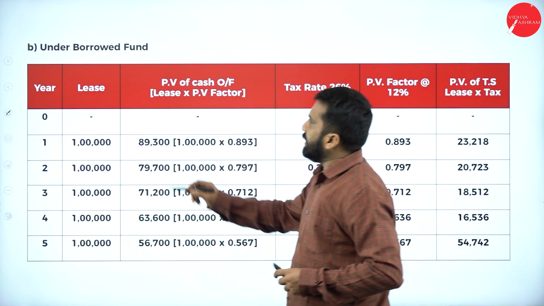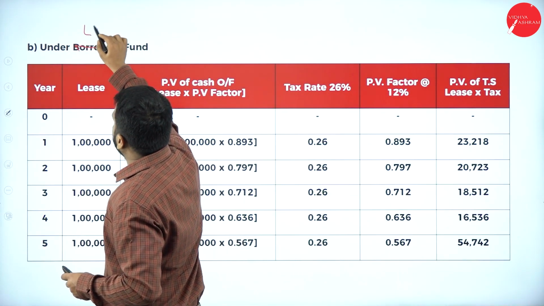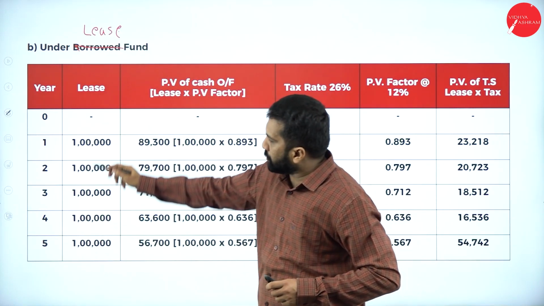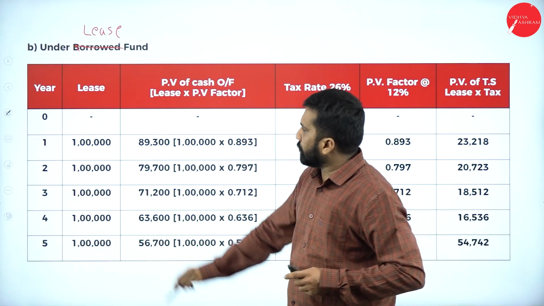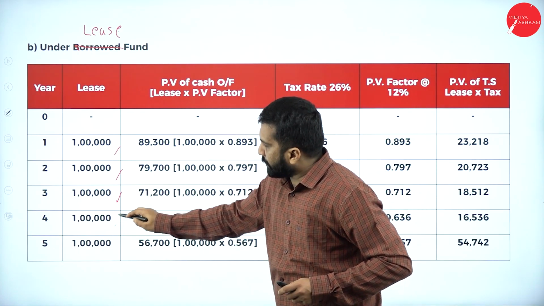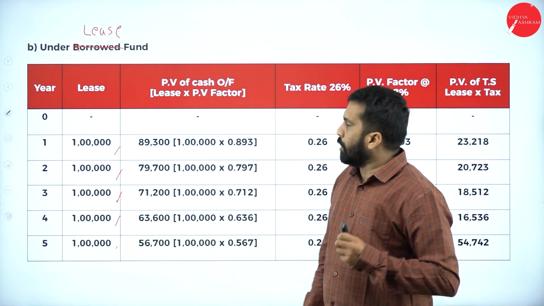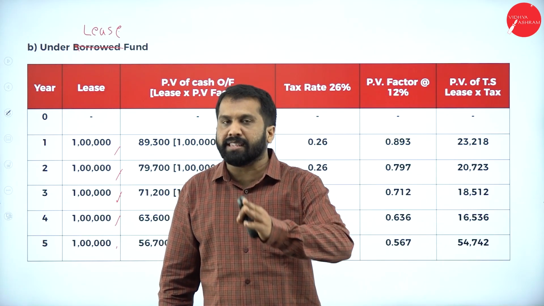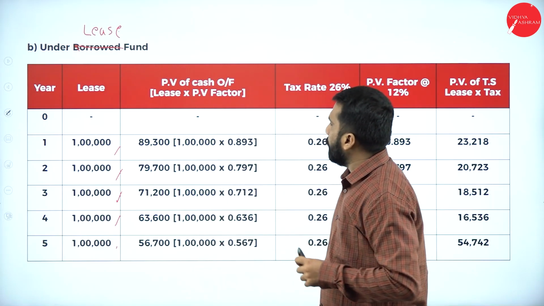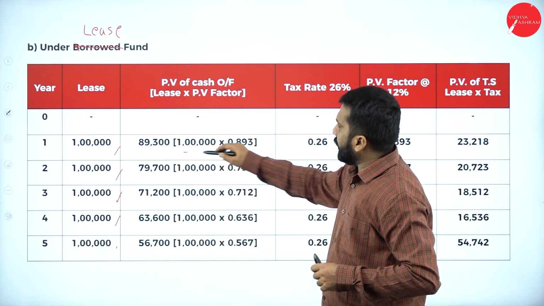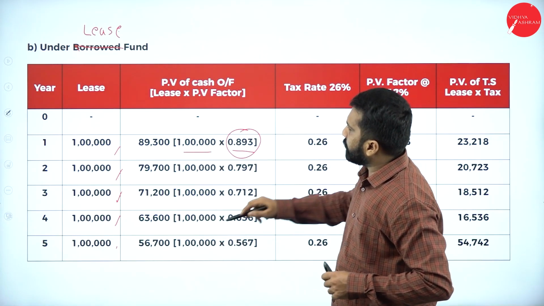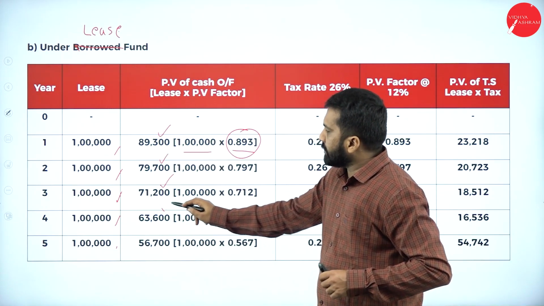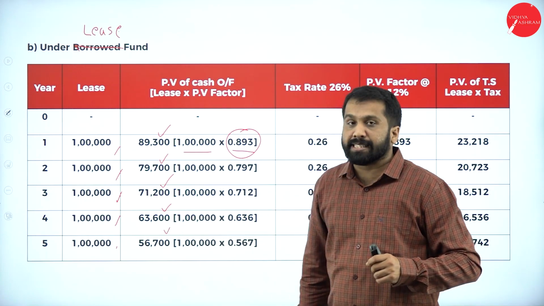Now, under lease fund, what will happen? Under lease fund, 0, 1, 2, 3, 4, 5. What is the lease amount? 1 lakh, 1 lakh, 1 lakh, 1 lakh, 1 lakh. Now, how much are you paying? Do you calculate depreciation for lease? No, because this does not belong to you. So on this 1 lakh multiplied with your PV factor: 89,000, 79,000, 71, 63, 56,700.